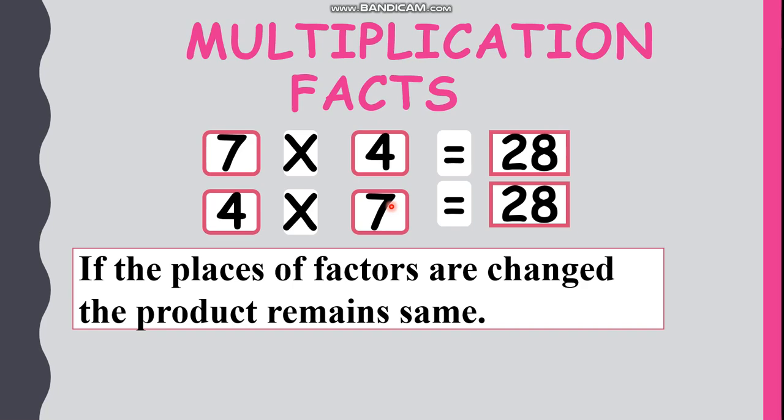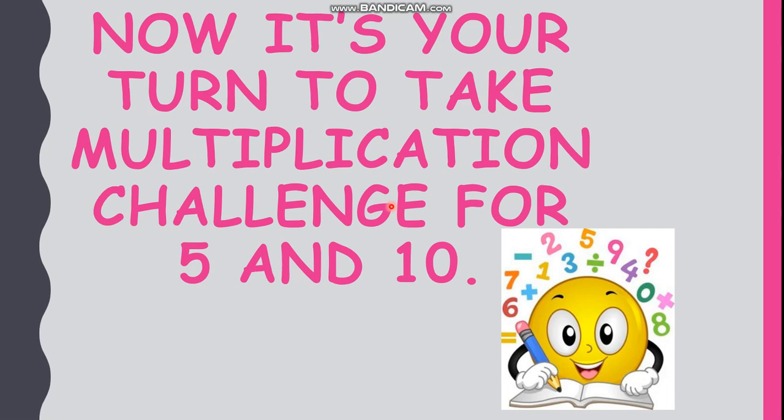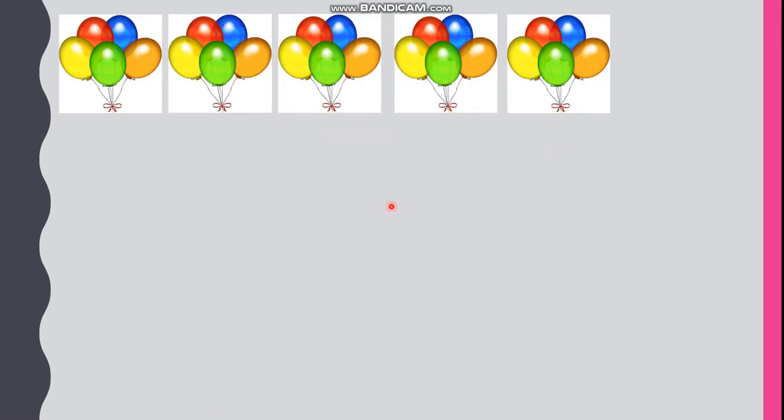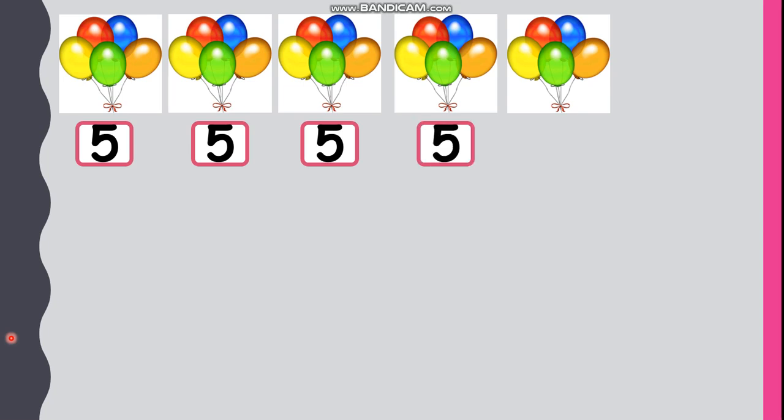Now, it's time to take a challenge, and I hope you are ready for multiplication by 5 and 10. So let's begin. There are 5 bunches of balloons. First of all, count how many balloons there are in each bunch. Hurry up, count. Exactly, each bunch has 5 balloons. How? 5, 5, 5, 5 and 5.